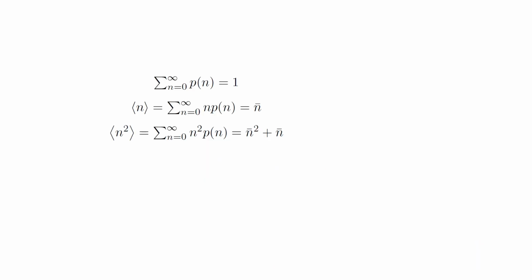Here are some properties of the Poisson distribution. If we sum all possible values of the number of photons, we should get 1 because the sum of the probability distribution is equal to 1. We take the mean of the Poisson distribution, we get n bar, the mean number of photons we expect to detect. And if we take the expectation value of n squared, we get n bar squared plus n bar, which means that the variance is equal to n bar.